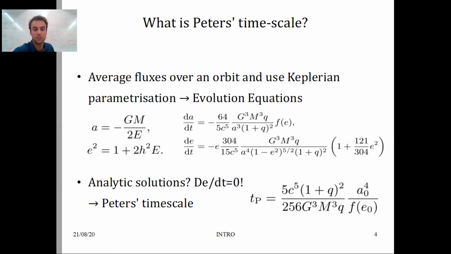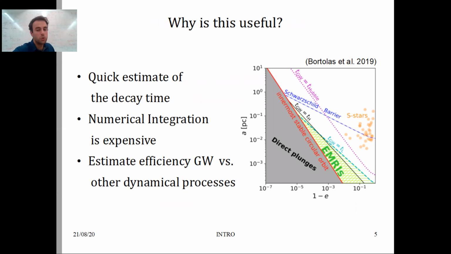This timescale is called the Peters timescale and is used right now in a varied range of applications, and most of them have to do with the upcoming LISA experiment. So why is it useful to have a quick and easy estimate of the decay time, that is, an analytical formula? Well, first of all, it's quick and easy because it's an analytical formula, but more precisely, it's very useful if you're interested in very large simulations.